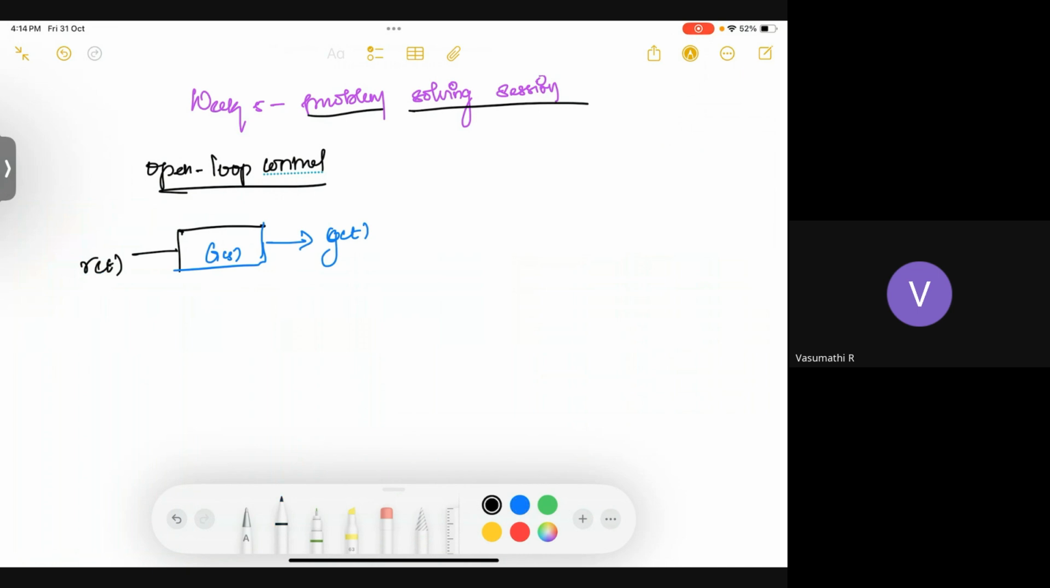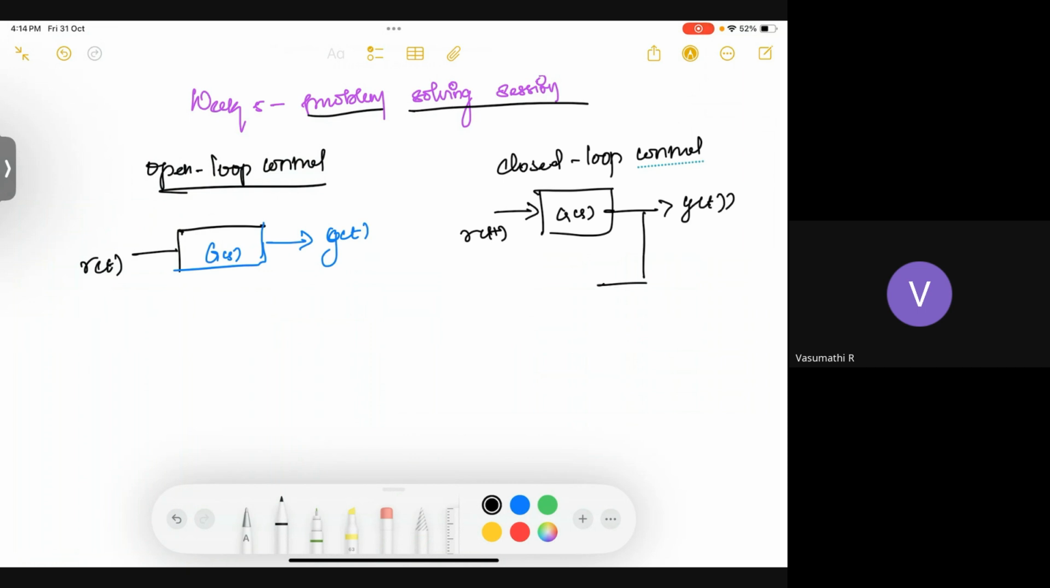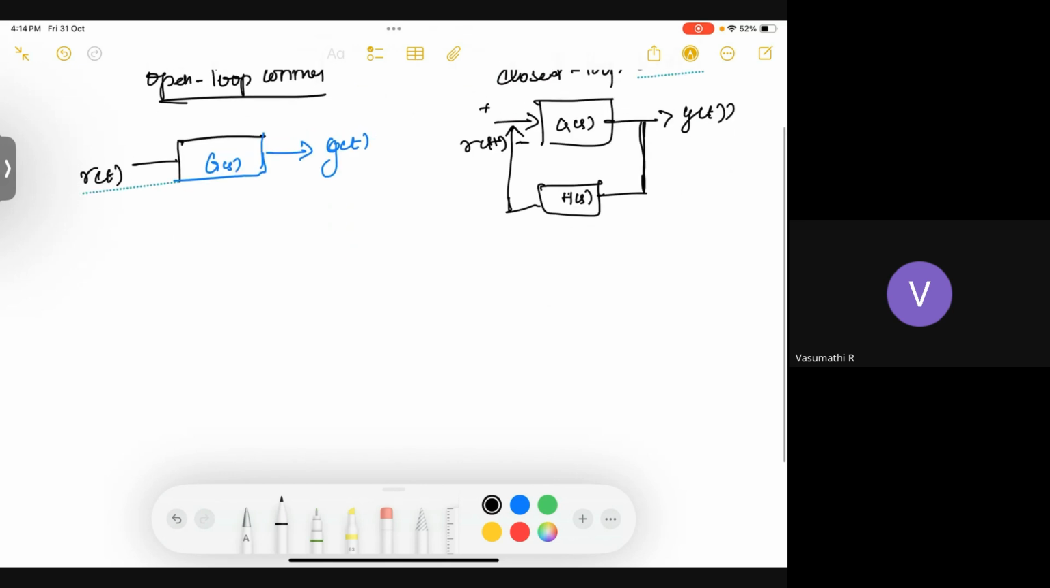And when it comes to closed loop control, we have a feedback. We have another element here that is a feedback, and it goes back here with the negative sign. Usually we take negative feedback since it is more stable than the positive feedback. And here comes another element when it comes to a closed loop control.